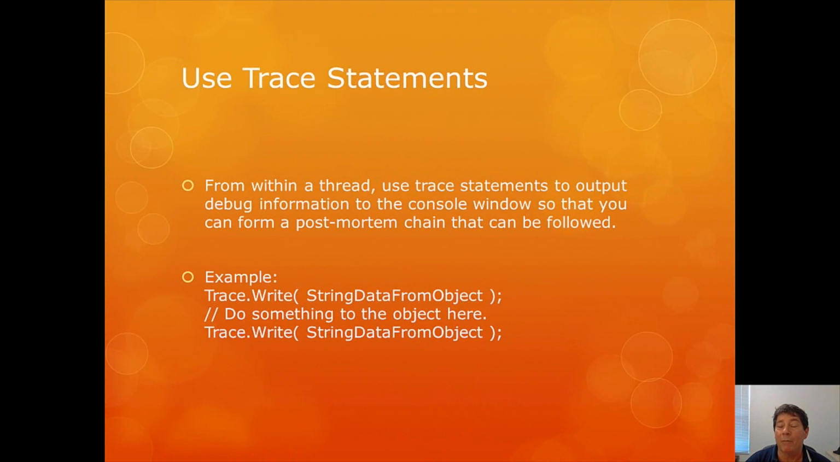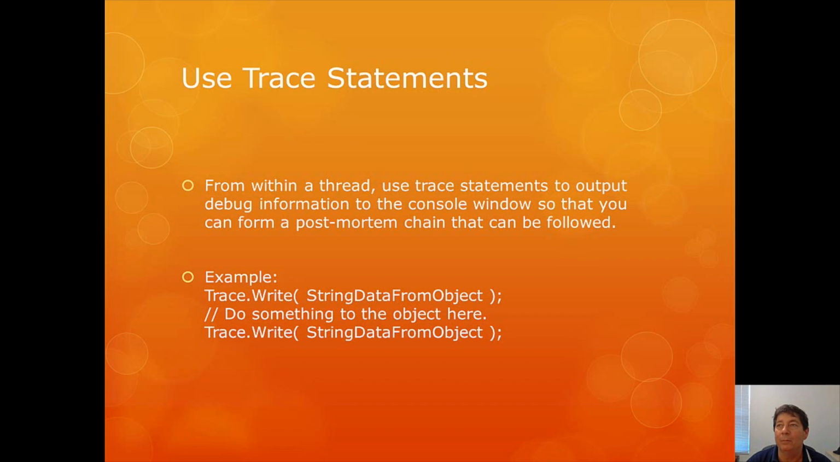Trace statements are often the last thing I try when I'm debugging multi-threaded code. They shouldn't be. And the reason is because trace statements take a bit of extra effort. They should be one of the first things I try, but old habits die hard. From within a thread, you can use trace statements to output debug information to the console window. And this lets you do a postmortem, say, after a bug has occurred or after you've ended the application.